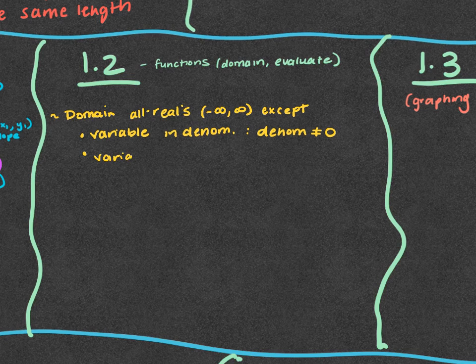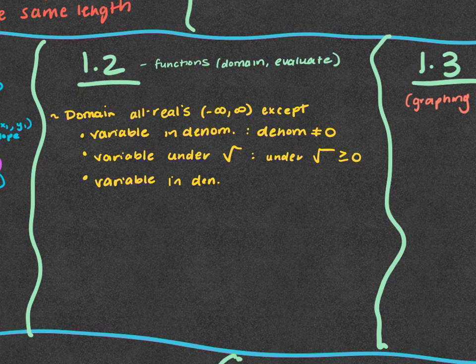Variable under a root. And for that, we say what's under the square root has to be greater than or equal to 0. Variable in the denominator under a root: for that, we say whatever's underneath the root has to be greater than 0, it can no longer equal 0. All of that will be in interval notation, which your instructions will say: provide your answer in interval notation.